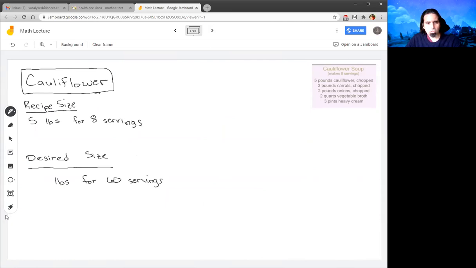So what number goes here? How do we know how many pounds to do things? We can set up a proportion. So 5 pounds with 8 servings is one situation. On the other side of the proportion, if pounds is on top, pounds has to stay on top. If servings is on the bottom, servings has to stay on the bottom. We want 60 servings, so what we need to solve for is the pounds.